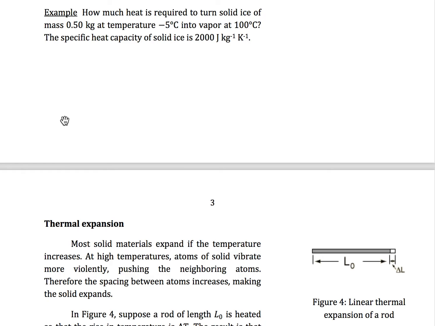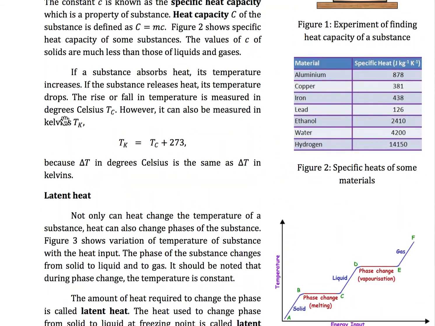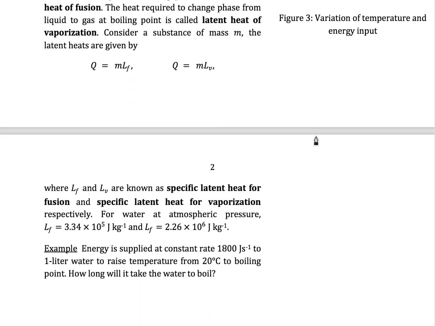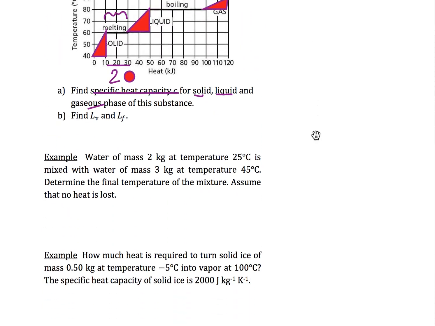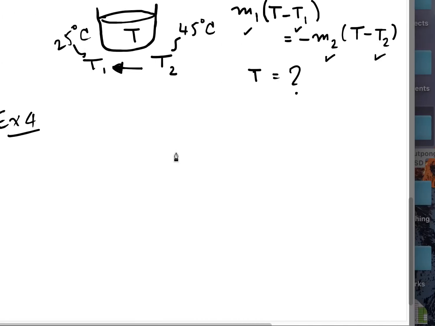Okay, so in the last questions, we already know that the specific heat for water is about 4,200 joule per kilogram per Kelvin. Or you can find the specific heat of the materials here. So this is the value for liquid water. Okay, so where are we now? Here.